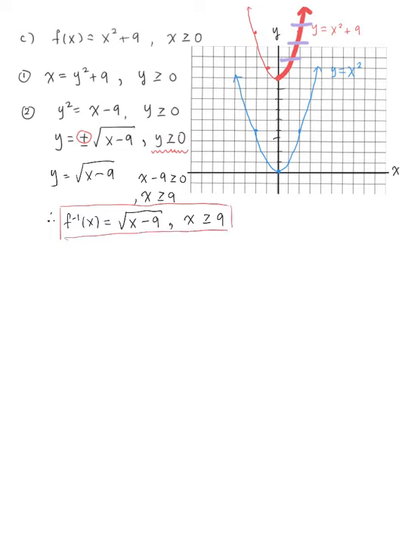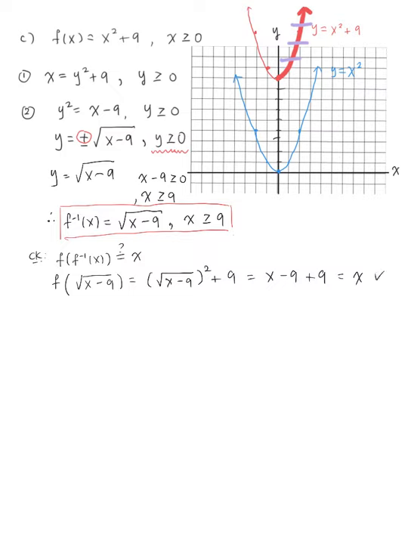All right, so far so good. Okay, so now let's check. f of f inverse of x. Is that going to give us an x back? All right, so we got f of square root of x minus 9, which is the same thing as the square root of x minus 9 whole thing squared plus 9. So which is x minus 9 and then plus 9. So this is going to give us our x back.